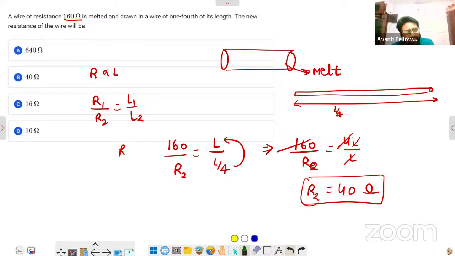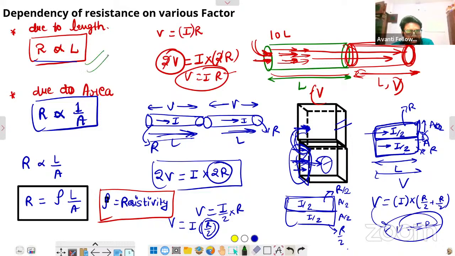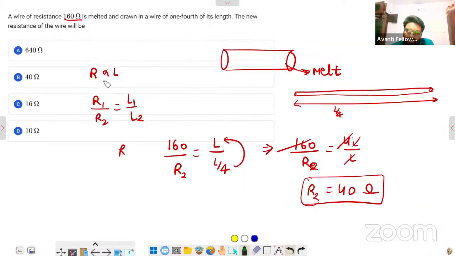When we are increasing the length, we have seen that the resistance increases. Then why in this case is the resistance decreasing? It is not possible, na? So that is why these options are given to you, so that in a hurry you apply the concept and get it wrong.